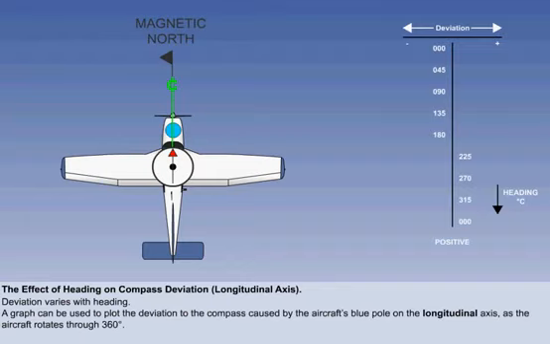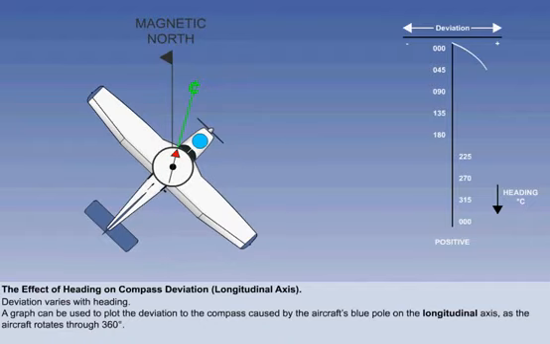If we also create a graph, we can plot the deviation caused by the blue pole as we rotate the aircraft through 360 degrees. So let's look first at the effect the blue pole will have when the aircraft is heading north. The blue pole and the red end of the compass needle are aligned with the Earth's magnetic field, and so there will be no deviation. Let's see what happens now if we turn the aircraft onto a compass heading of 045 degrees. The blue pole is now out to the east of magnetic north, and so the compass needle will point, or be deviated, to the east.